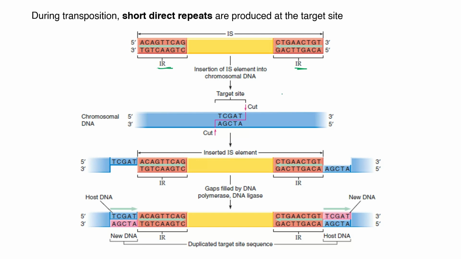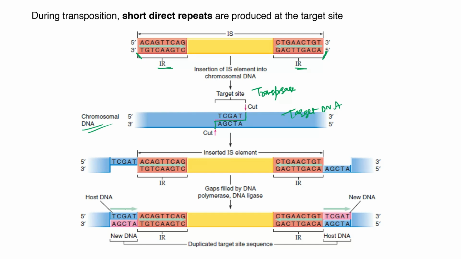So if you look at this, transposase comes. Transposase first excises these IS elements at the inverted repeats here. And then this transposase makes a staggered cut. This is the target DNA, this blue color, this is the target DNA, and this transposase makes a staggered cut, as you can see, like this, which leaves TCGAT overhang in one side of the cut and AGCTA in the other side of the cut, as you can see here.